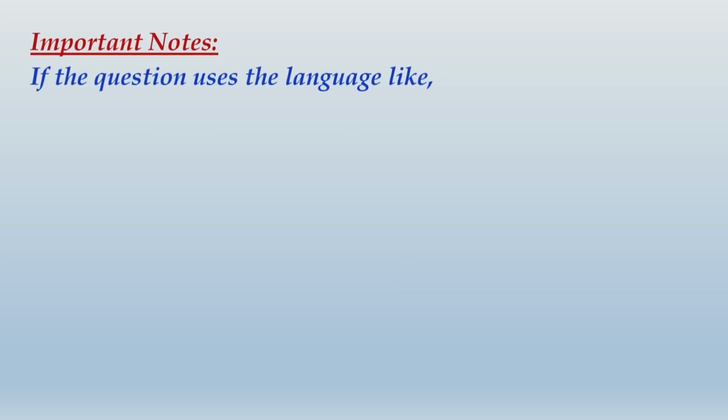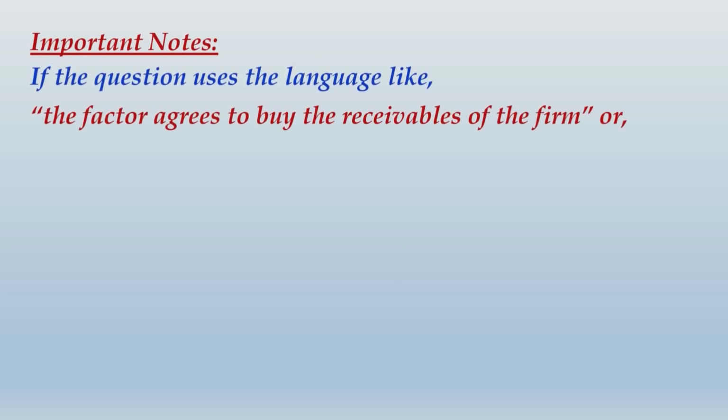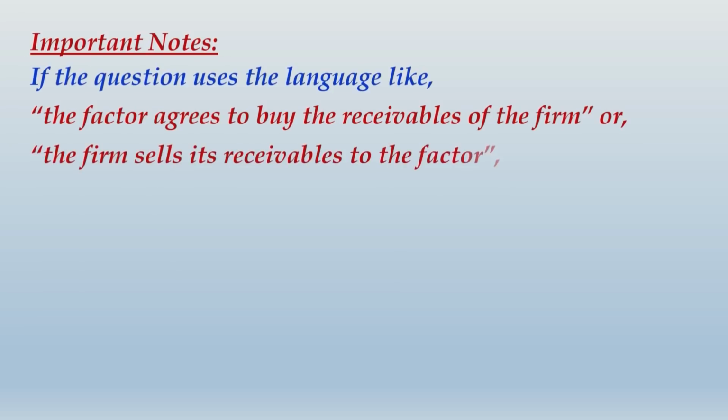If the question uses language like the factor agrees to buy the receivables of the firm, or the firm sells its receivable to the factor, notice the language of the question. The factor is buying the receivables of the firm, or the firm is selling its receivable to the factor. Buying and selling means what?